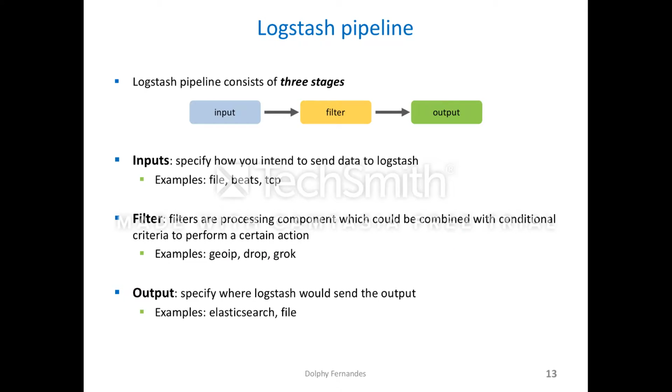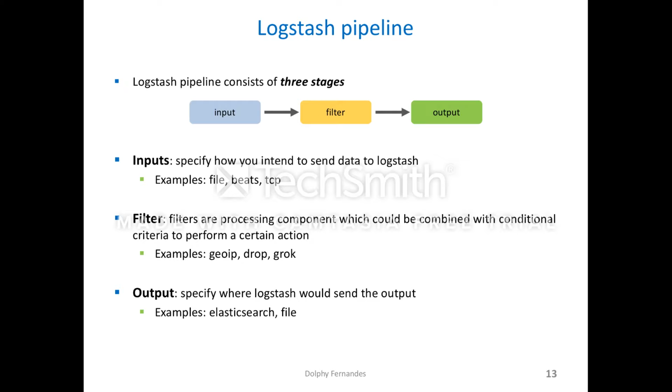The Logstash pipeline consists of three stages: the input stage, the filter stage, and the output stage. The input stage specifies how you intend to send data to Logstash, in fact, how Logstash is going to consume that data. We could consume data in Logstash via files, via TCP, and there are a lot of other options that Logstash provides.